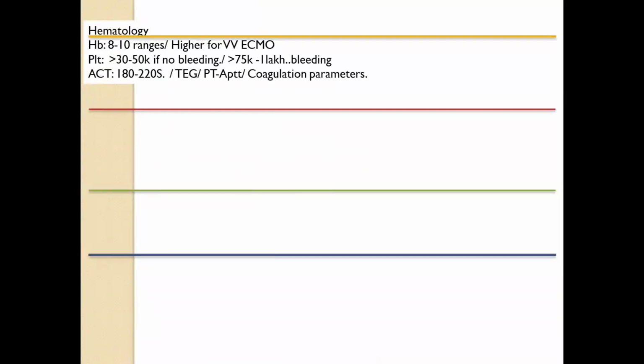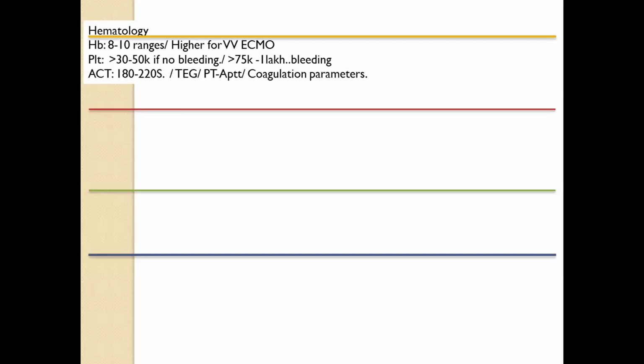Among investigations, a few important things from the hematology point of view: we tend to keep hemoglobin in the range of 8 to 10, sometimes higher for VV ECMO patients, especially when we are having challenges with oxygen saturations. The platelets are usually maintained above 75,000 to 1 lakh in a bleeding patient, but in a stable patient who does not have any obvious bleeding manifestations, lower thresholds for platelet transfusions are accepted. ACTs are usually maintained anywhere between 160 to 180, sometimes up to 220, especially when they're on CRRT as well, just to make sure that the clotting functions are addressed and there are no complications related to formation of thrombus and all that.